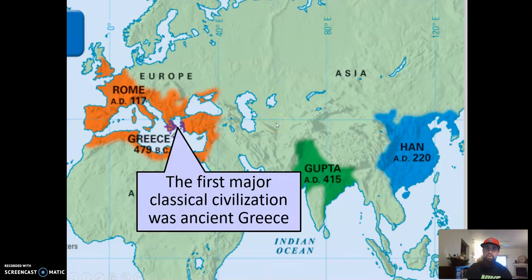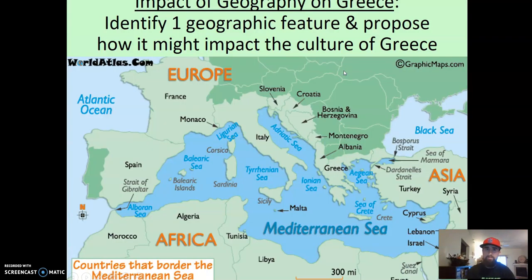So the first major classical civilization will be ancient Greece. Okay, we'll get to Rome later on this year, closer towards the end of April, early May. But the first major classical civilization will be ancient Greece.